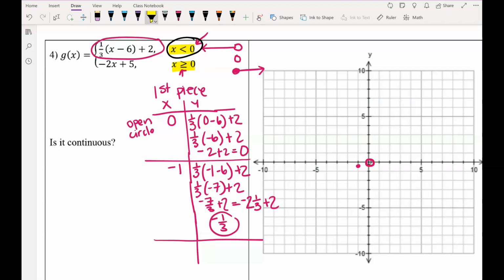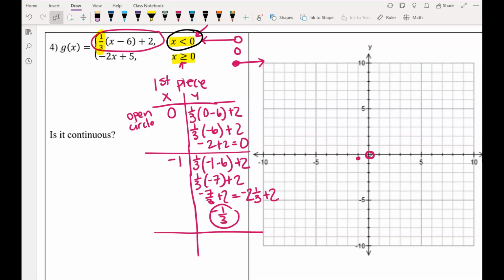Since this has a multiplication of a third, we want to pick values that will be multiples of that. So the next one I want to pick would be a nice value that will help me not have fractions, if I don't want to. But there's nothing wrong with fractions, okay? All right, plug it in.